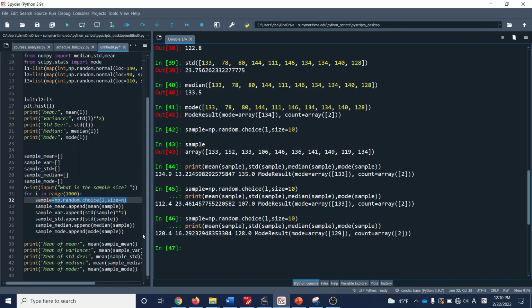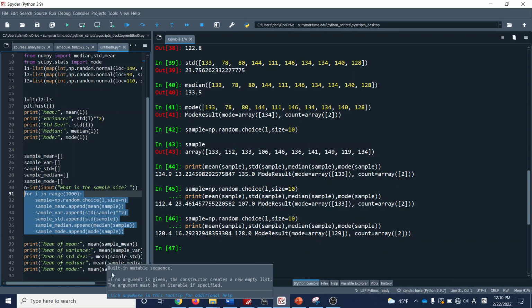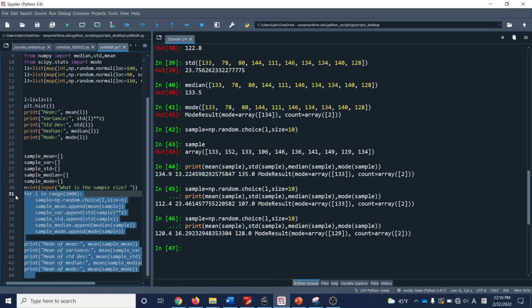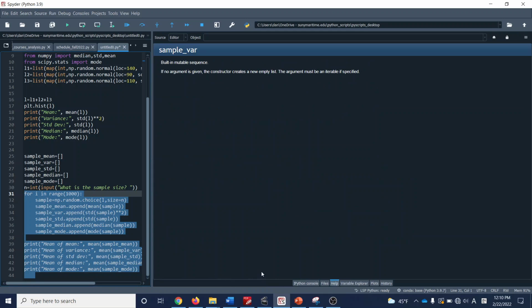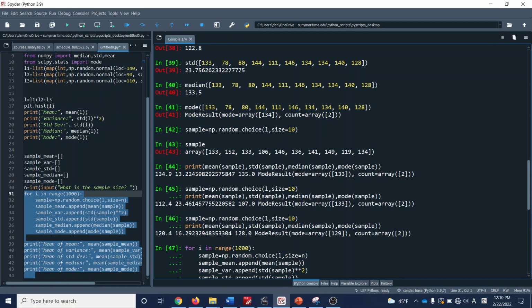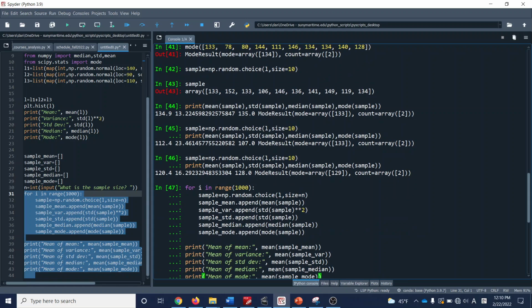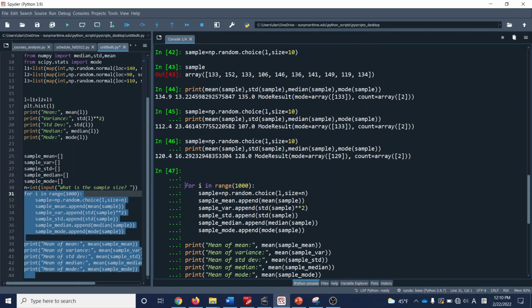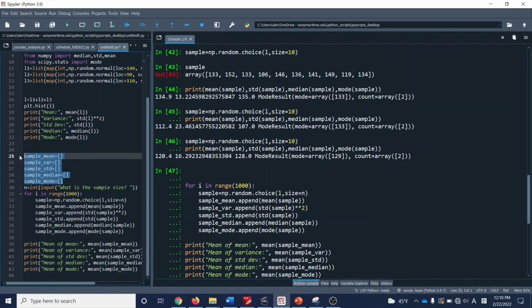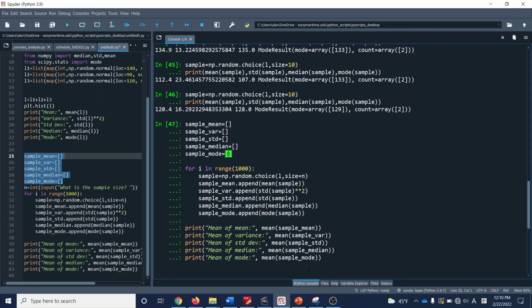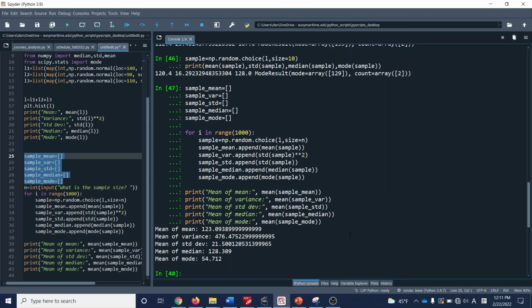So let's see what happens if we actually did this 1,000 times. Okay. And in Python, to repeat something 1,000 times, you have to do a for loop. So this for i in range 1,000 just repeats this procedure 1,000 times. Okay. And every time I do it, I'm going to collect the result of the mean and the variance and all that into these lists. And I'm going to find their mean of mean, mean of variance, mean of standard deviation, and all that. Okay. All right.